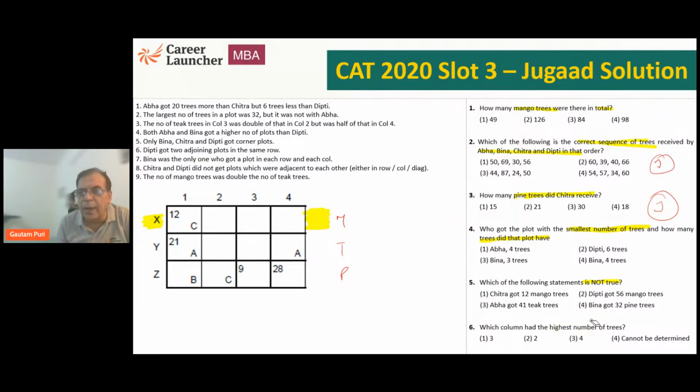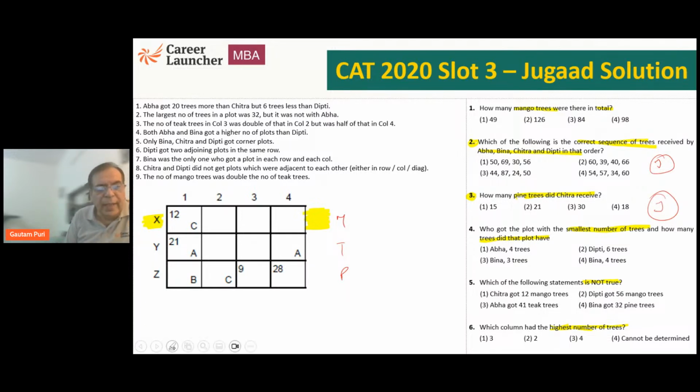Questions 4, 5, 6 are something which I'll have to solve completely. Question numbers 2 and 3 are likely to be the questions which will help me solve the data set. Okay. And question number 1, how many mango trees? Again, I should be able to solve it. Okay. Now let's get down to work.